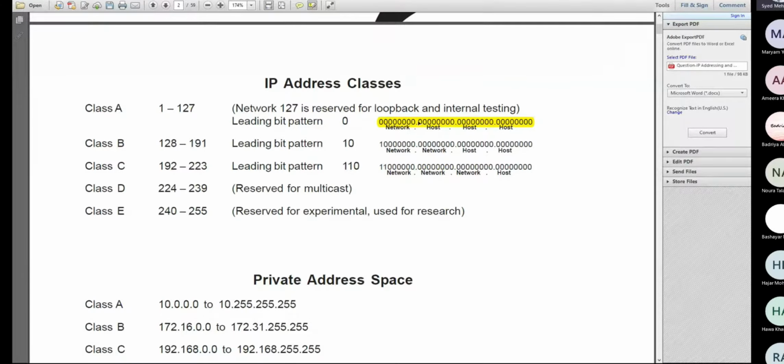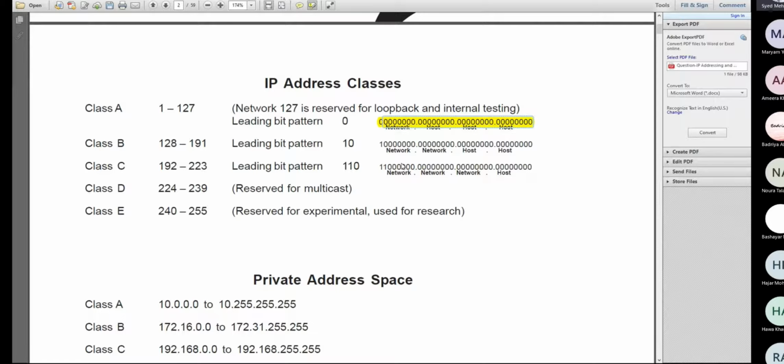Each block is 8 bits. This is the first block, this is the second block. We call the first one the first octet, this is the second octet, this is the third octet, and this one is the fourth octet. So in each octet we have 8 bits.